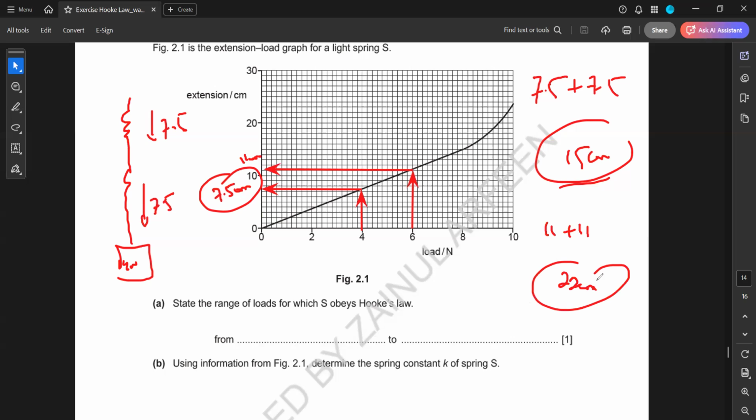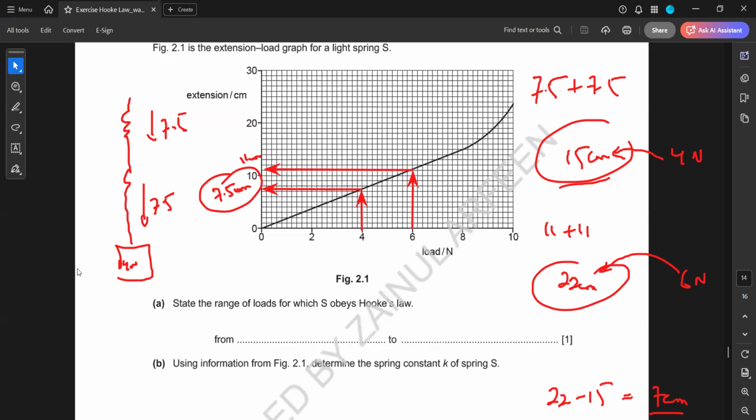So the question is how much it has increased, or what is the change in the length when the load increased from 4 newtons to 6 newtons. When the load was 4 newtons, the extension of the two springs was 15. When the load is 6 newtons, the total extension is 22. So how much has it increased? It will be 22 minus 15. So 22 minus 15, what will we get? We'll get 7 centimeters. So 7 centimeters is the increase in length. Or 7.5, you can also write 7.5.